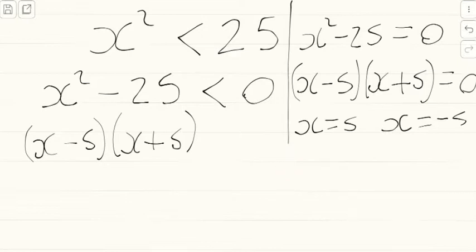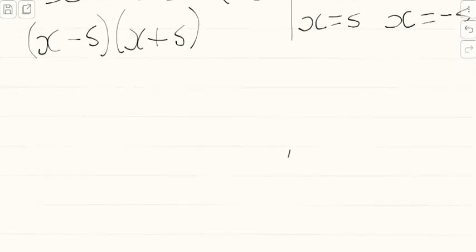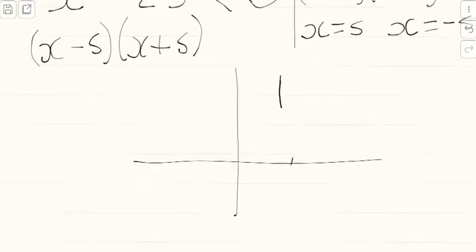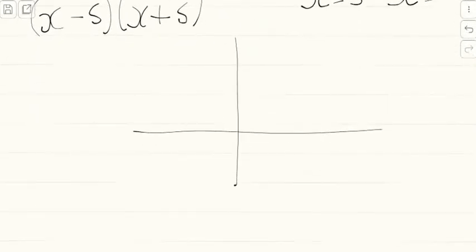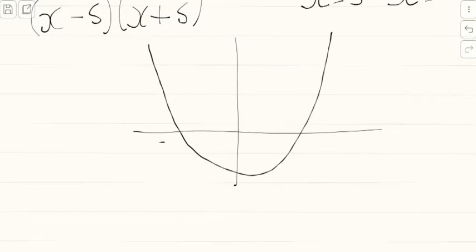Okay, so we now know that if this were equal to 0, it would be going through the points x equals 5 and x equals minus 5 on the x-axis. And because it's a positive quadratic, positive x squared, we get a curve that should look something like this, where this is minus 5 and this is 5.